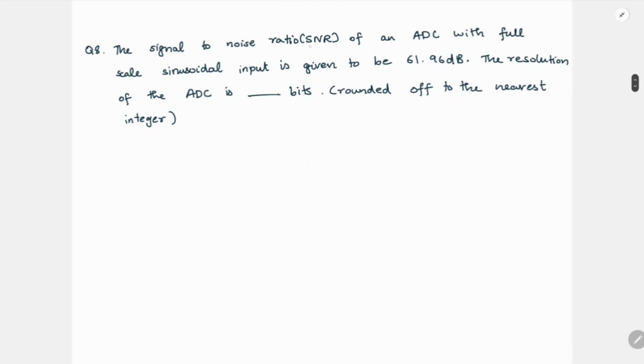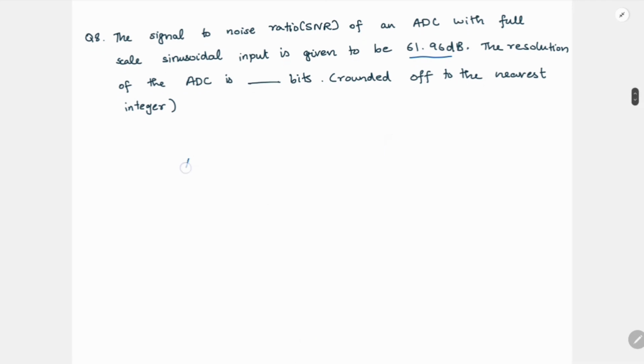The signal to noise ratio SNR of an ADC with full scale sinusoidal input is given to be 61.96 dB. The resolution of the ADC is dash bits rounded off to the nearest integer. So here they are asking about ADC. So what is ADC? Analog to digital converter.